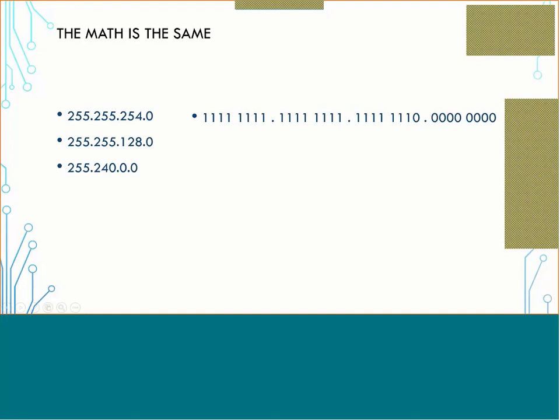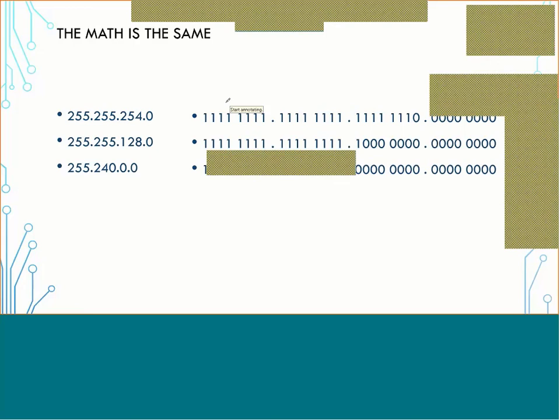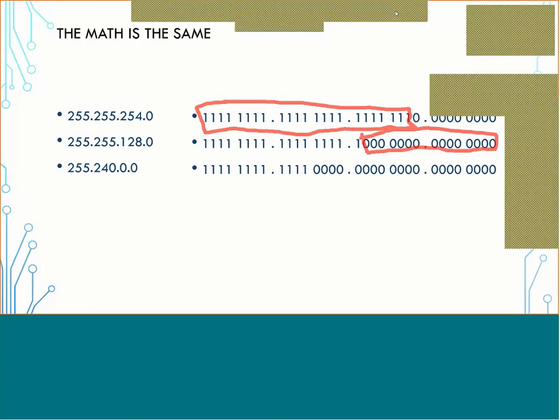So here are the answers. Check my work too, make sure I got it right. Again, what do we notice? Everything's consecutive, and then it turns off. So these ones represent what types of bits? Network bits. And how about these zeros? Host bits. Exactly right.